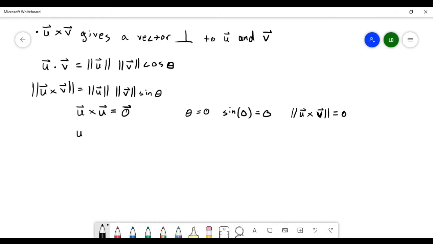It'll also tell us that any vector crossed with the 0 vector again gives the 0 vector. This time though, instead of sine of theta being 0, it's the magnitude of one of the vectors being 0. But regardless, it still tells us that the magnitude of the cross product would have to be 0. So ultimately, a vector crossed with the 0 vector would have to be the 0 vector.